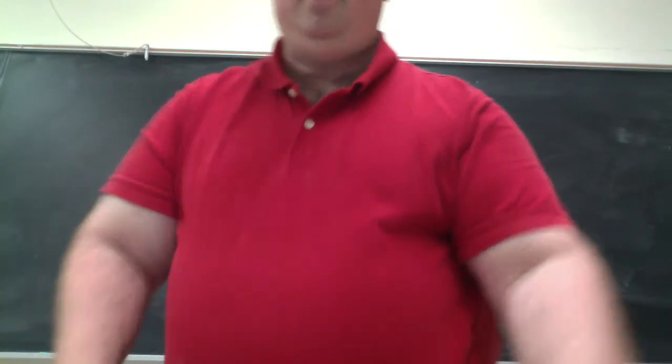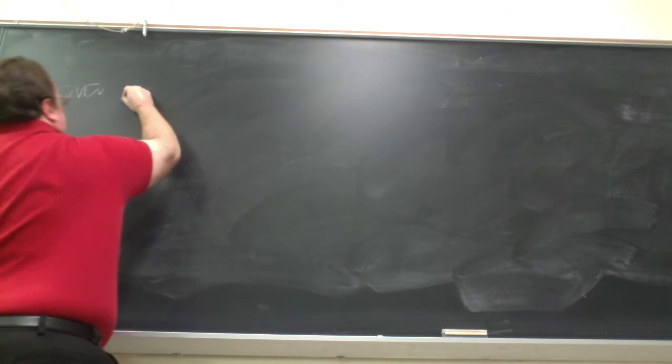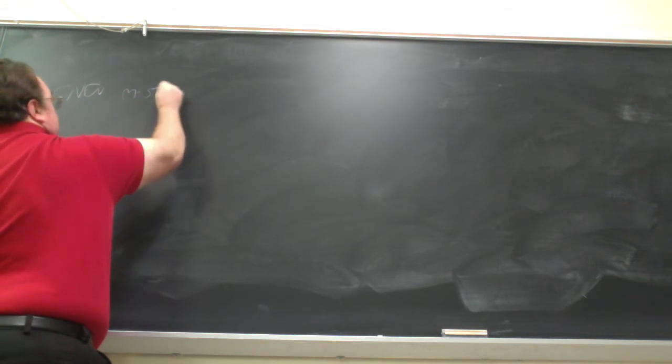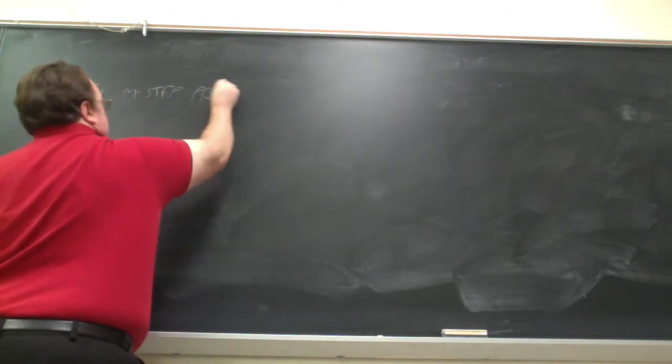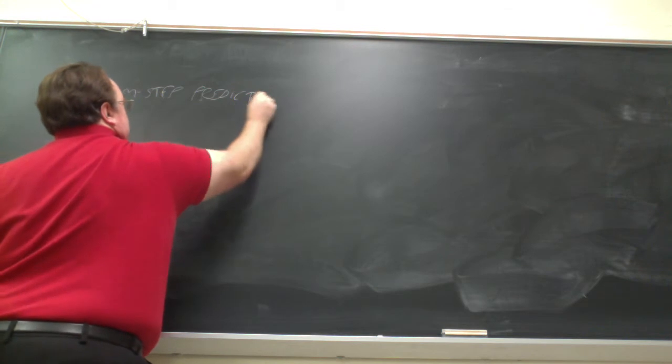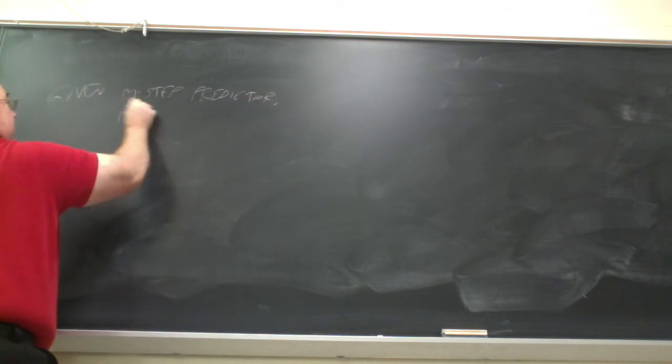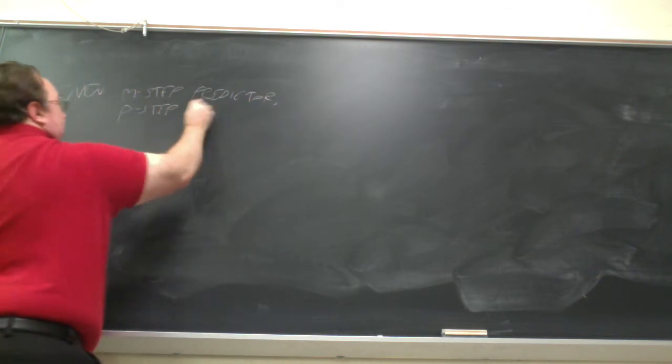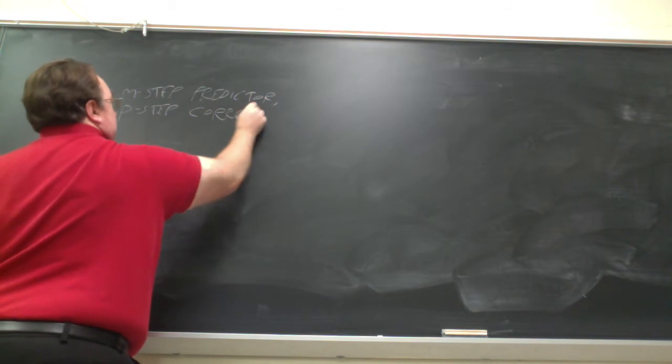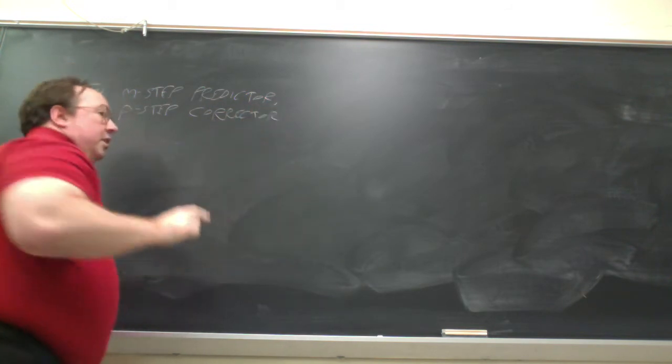Okay, so if we use a predictor-corrector and we use an m-step predictor and a p-step corrector. So now in the example, both a predictor and a corrector were two-step methods. That's not required. You don't have to make them the same number of steps.